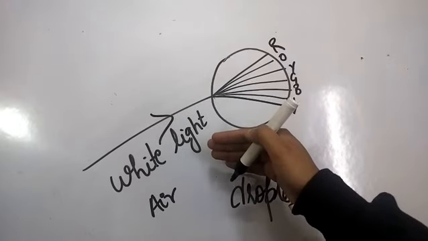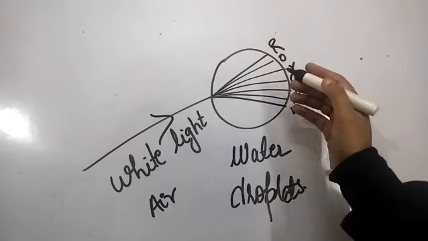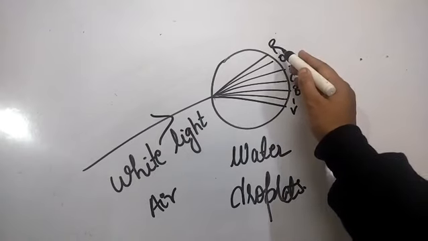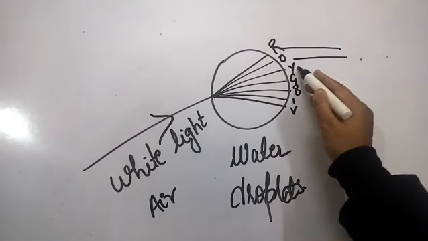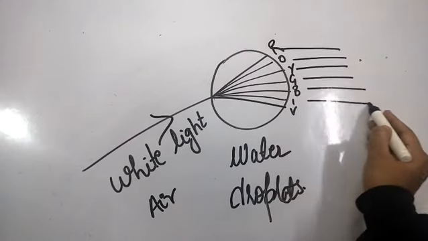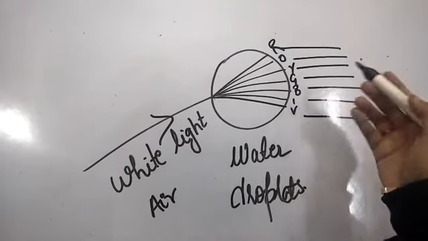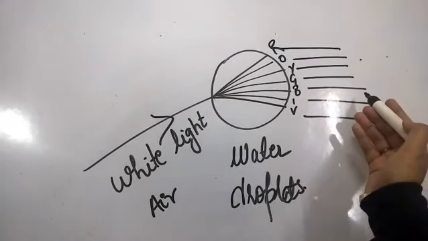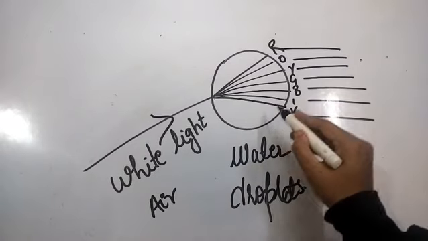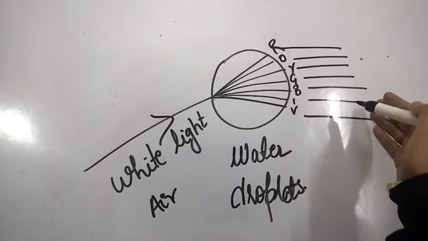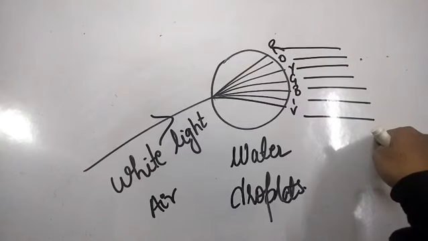Now some amount of the light ray, after falling in this area, will be reflected back, bouncing back. After some time, some light rays will move into the air also. And when they move into the air, again the medium changes. Here is the water droplet and here is air. So what will happen? Again refraction will occur.